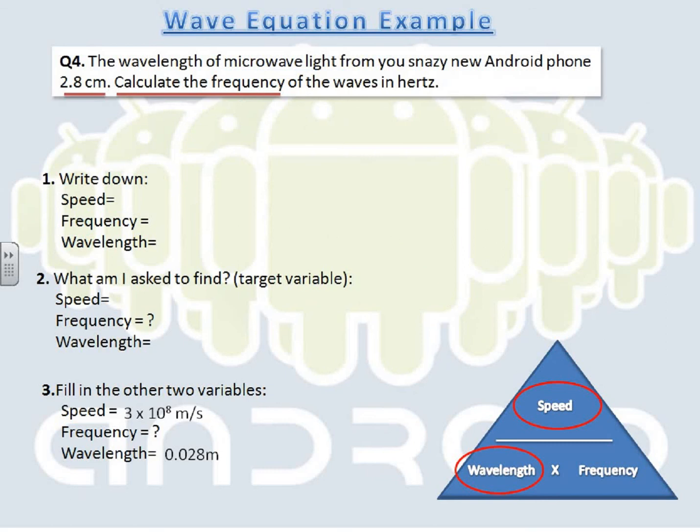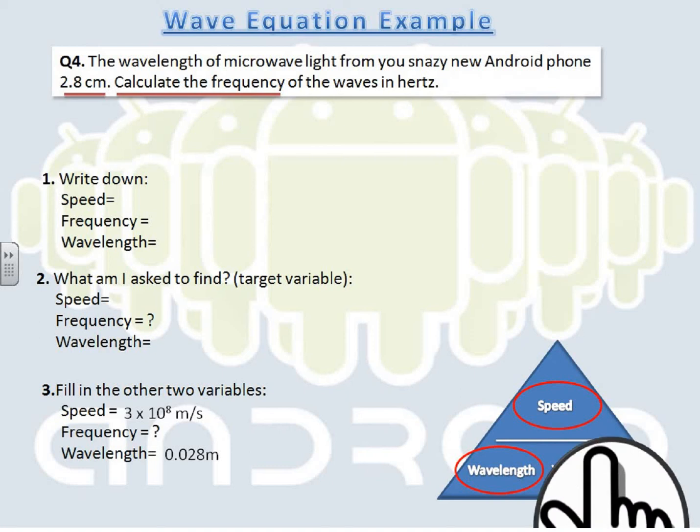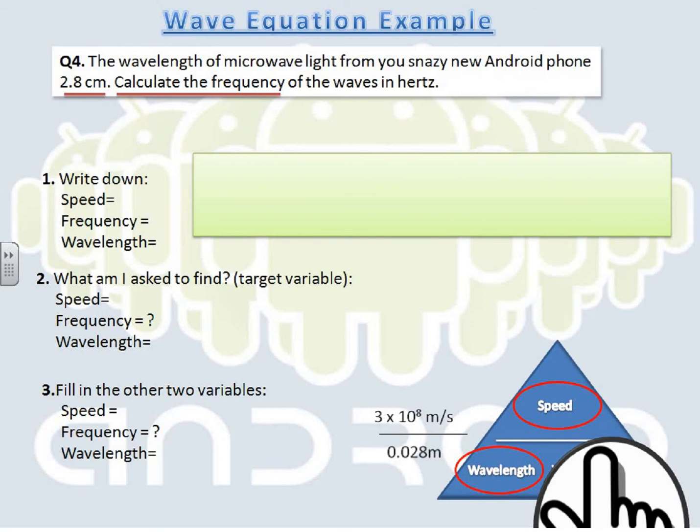So once I've got speed and wavelength, which I have, I do my usual thing. I just put my finger over one side of the triangle. I'm trying to find frequency here, so wherever the question mark is, you stick your finger over that. My triangle says I've got speed, line, wavelength, which is speed divided by wavelength will give you my frequency. So my speed, as I said, was 3 times 10 to the 8. My wavelength was 0.028 meters. And if you divide speed by the wavelength, you'll find that the answer is something like 1 times 10 to the 10 hertz.